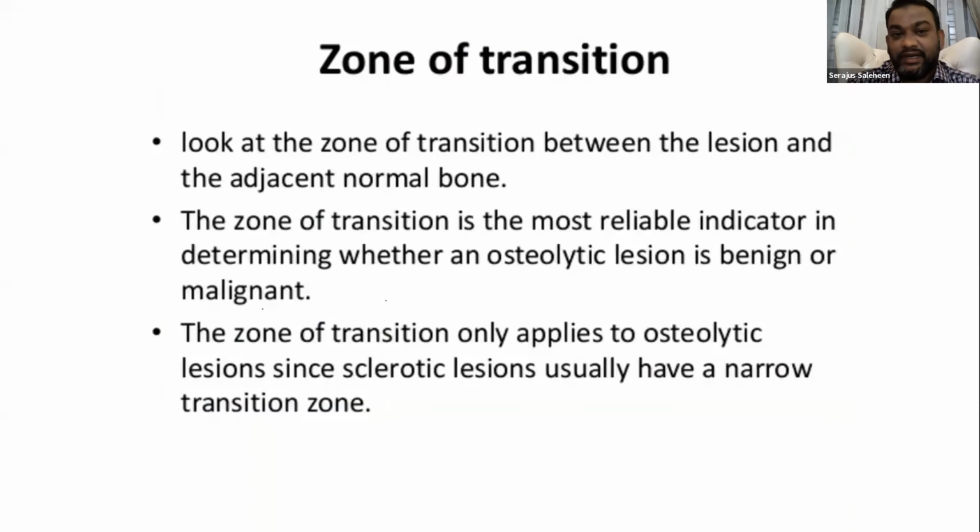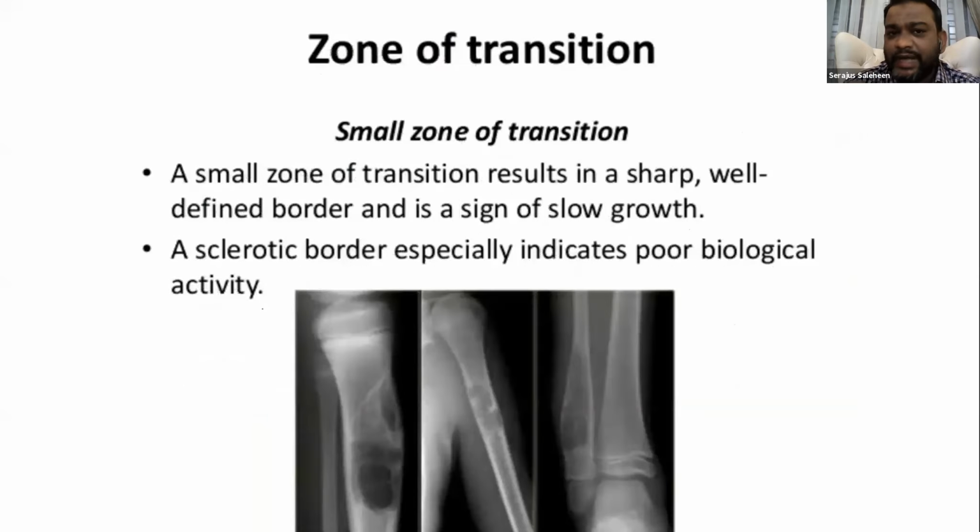And the next thing we should see in the plain X-ray is the zone of transition. The zone of transition is the most reliable indicator in determining whether an osteolytic lesion is benign or malignant. There are two types of zone of transition: a small zone of transition and a wide zone of transition. A small zone of transition results in a sharp, well demarcated border and is a sign of slow growth, and the small zone of transition is a sign of benign bone tumor.